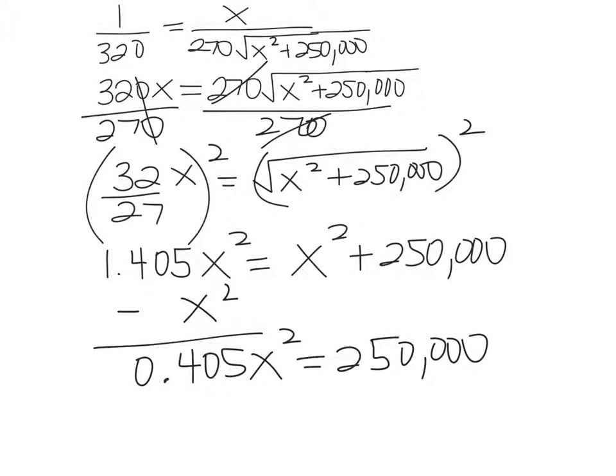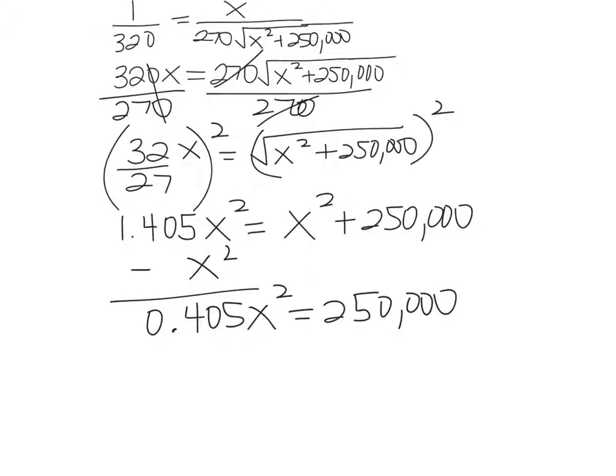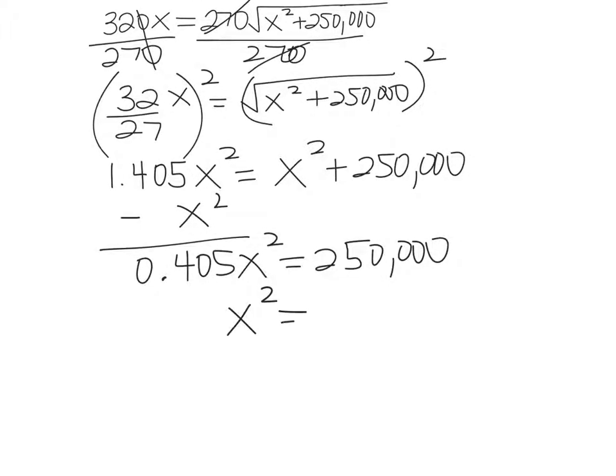Okay, so take 250,000 and divide it by 0.405. And then you get x squared equals, I got like 617,796.6102. You didn't get that? You have a bunch of commas in there. Sorry, let me erase one. I didn't get my calculator. There we go. Good? Okay? And then take the square root of that.